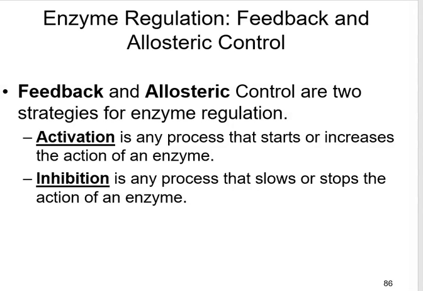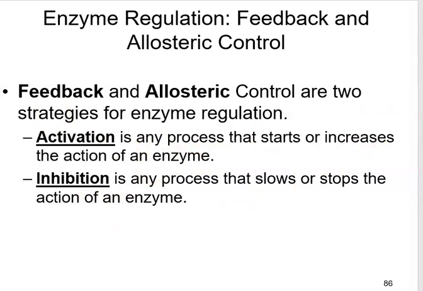Before we use that Lineweaver-Burk transformation to examine different types of inhibition and activation, we're going to talk about the different types of inhibition. There are different ways that we can do this. We can have feedback and allosteric control. There are two different strategies, and we're going to talk about both of them. And we can have activation, or we can have inhibition.